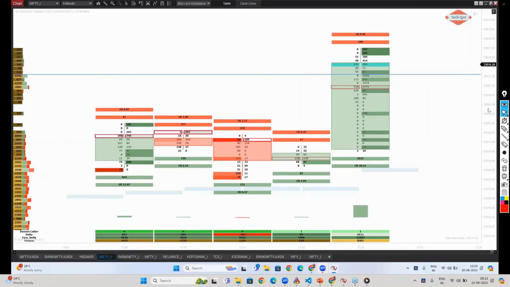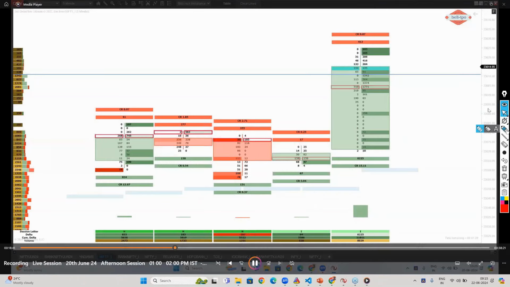What is happening in the next candle is even more important, because when this is happening, you have to give it all your attention, since price has been rising since the morning. Since the morning, the price action was like this.